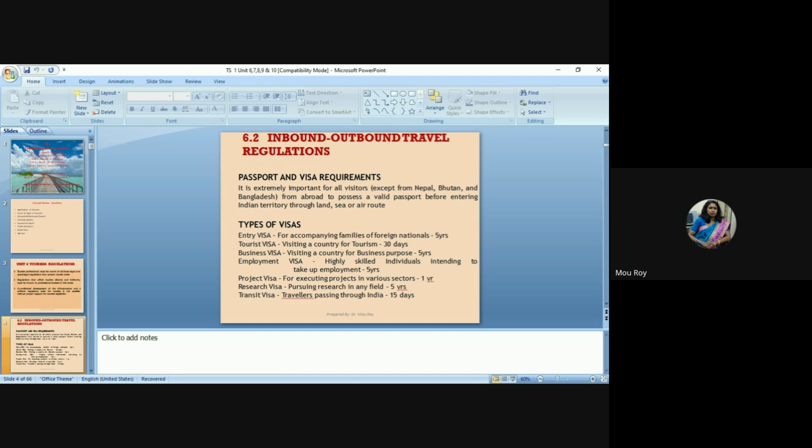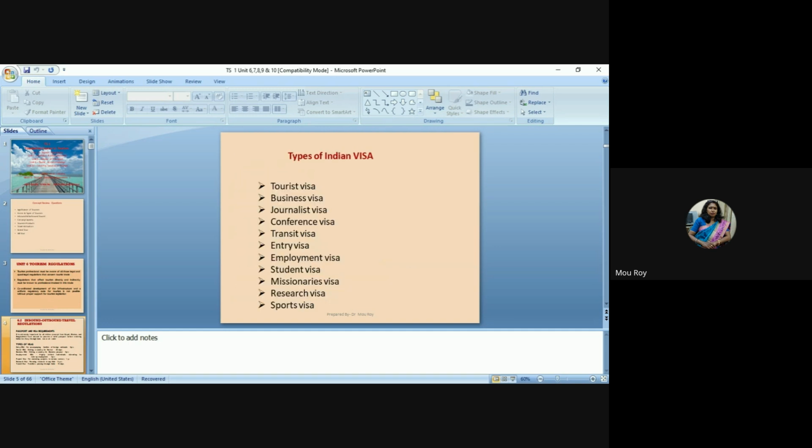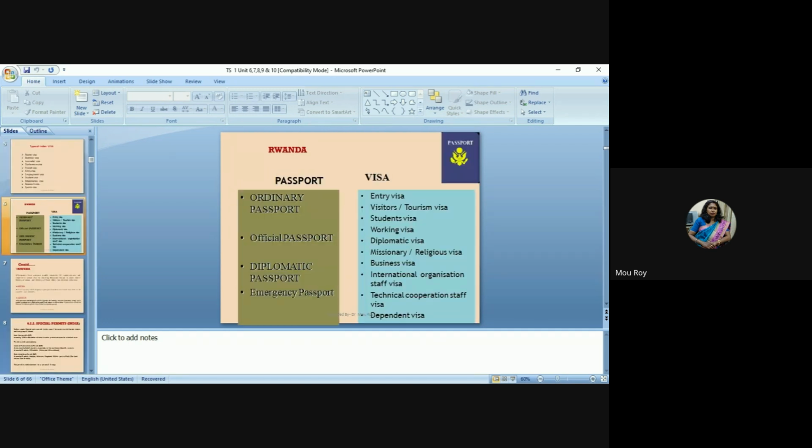Those are like, one is the ordinary passport, another is the official passport. Then we have the ordinary passport, the official passport, the diplomatic passport, and there's the emergency passport. The ordinary passport is just for a tourist, like going to visit a different country. Official passport is mainly for the government officials who are going abroad for official purposes. Then there's the diplomatic passport, usually meant for diplomats as well as diplomatic officials.